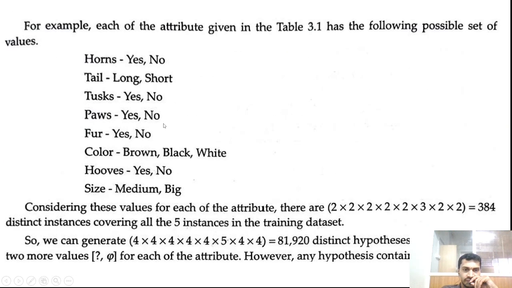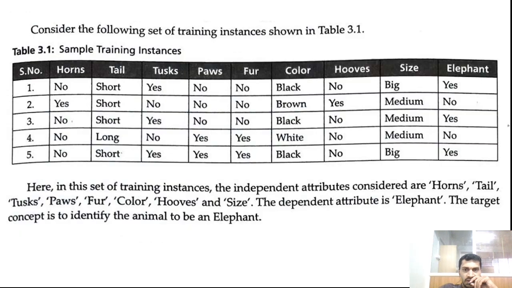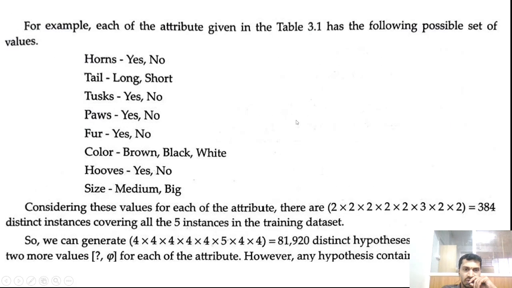So for each attribute we have two possibilities over here. And color, I think we have three colors. Yeah, black, white, and brown. So we have a possibility of three colors, and the others have two, and size is medium and big.